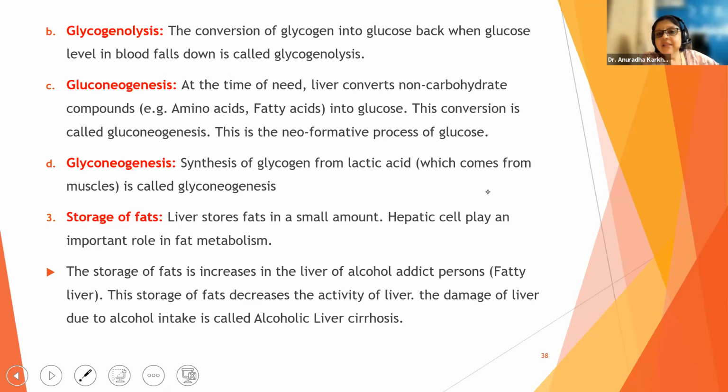In that case, there will be gluconeogenesis from non-carbohydrate compounds like amino acids and fatty acids. Is it clear? Is this word very clear? Gluconeogenesis. This is done by the liver. Yes, the liver does this work for us.